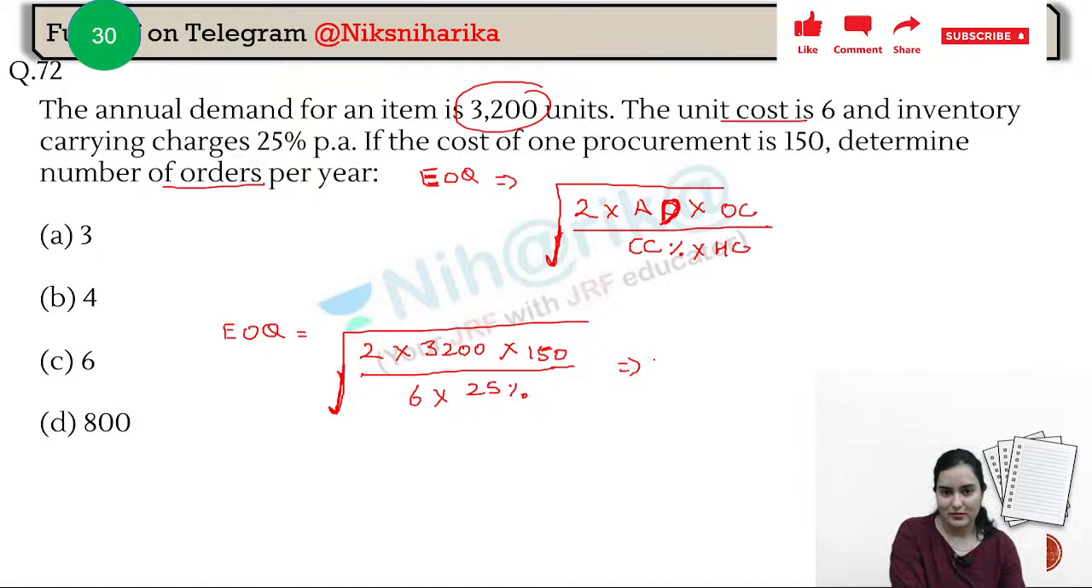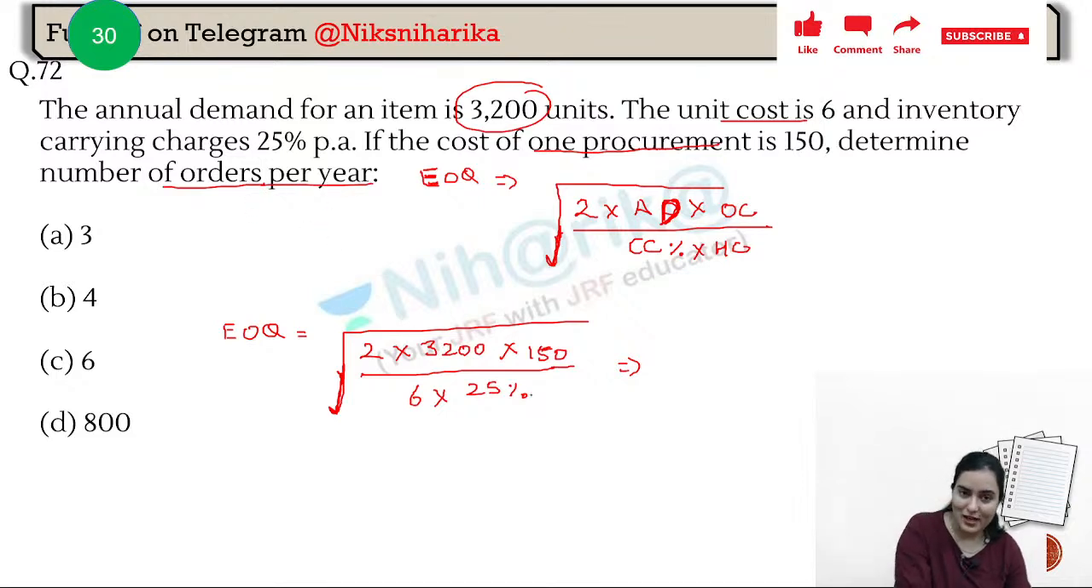1.5. No, 1.5 is not the holding cost here. See, the cost of one procurement, that means one order, is 150. Ramakant, please see. So holding cost will be just 6. Okay, so the correct answer here is, let us see. You have found out that the answer is 800. What is 800? 800 is EOQ. Is EOQ asked? No, the number of orders is asked.